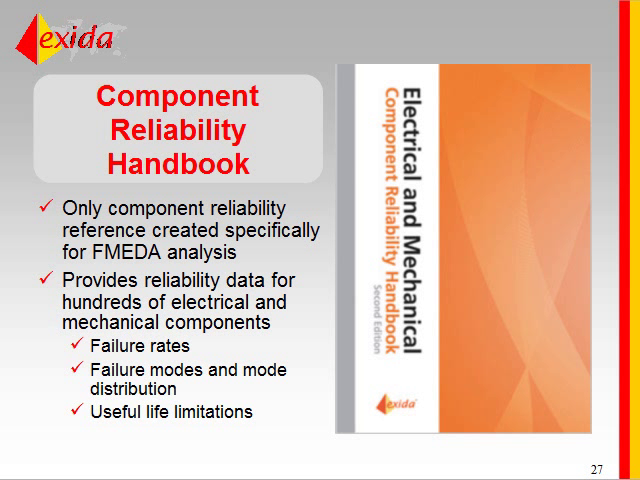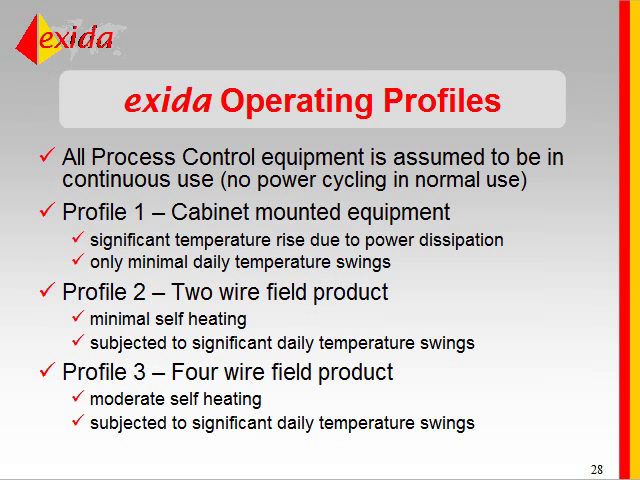Therefore, I will say at Exida, we couldn't find any material published that was suitable for FMEDA analysis work. And so our researchers at Exida spent several years creating the Component Reliability Handbook. The Component Reliability Handbook provides failure rates, failure modes, mode distribution, and useful life data for hundreds of components, typically those used in instrumentation equipment.